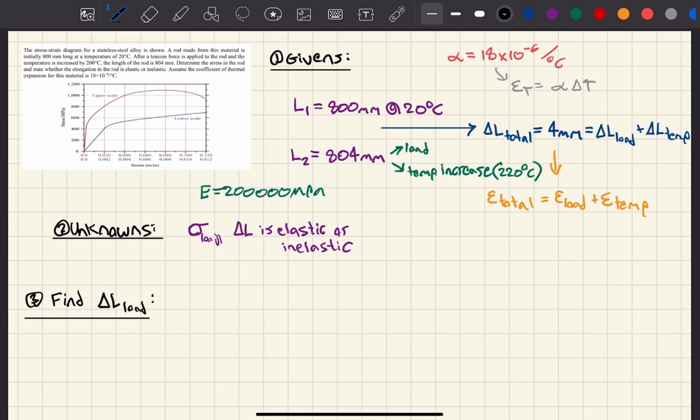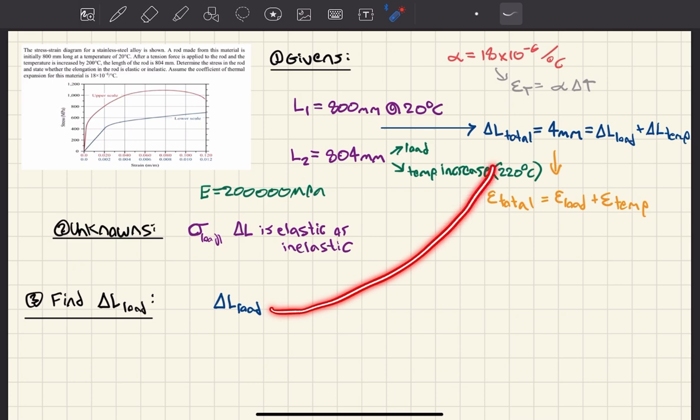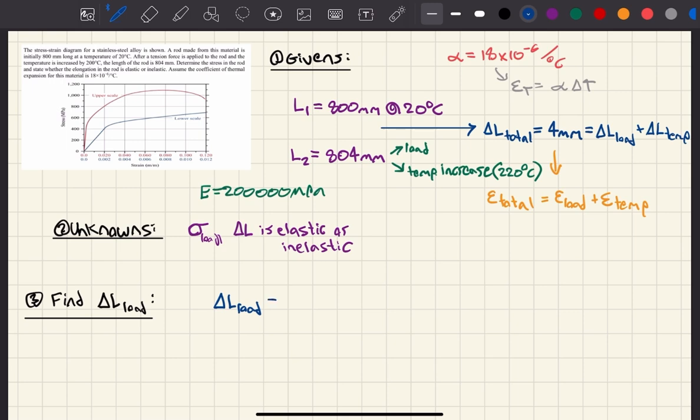That's going to be step 3. I want to find delta L due to the load. What was the equation I derived in Givens? Well, the equation I derived in Givens was this guy. If I rearrange it a bit, I get that the change in length due to the load is equal to the total change in length minus the change in length of the rod due to the temperature increase.